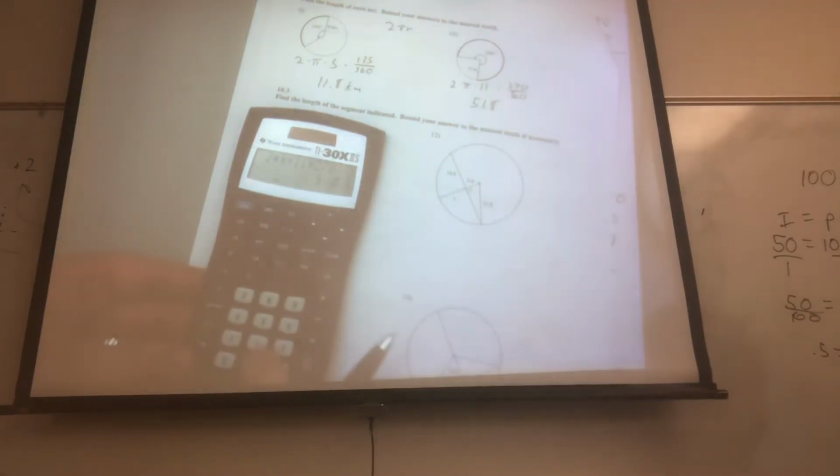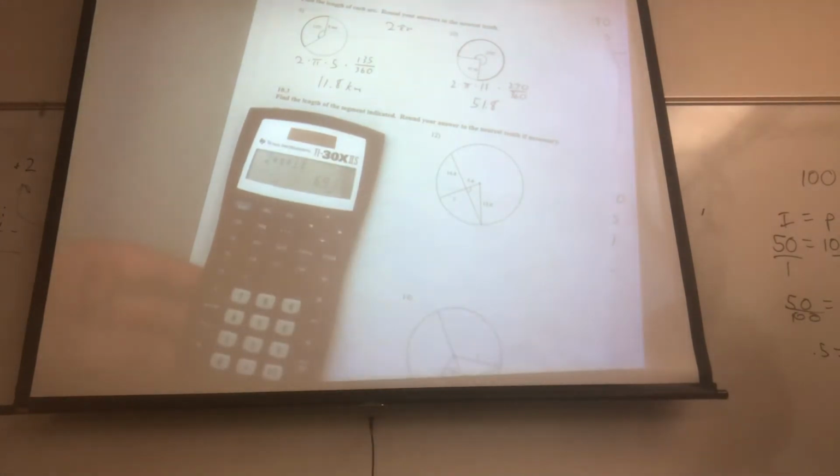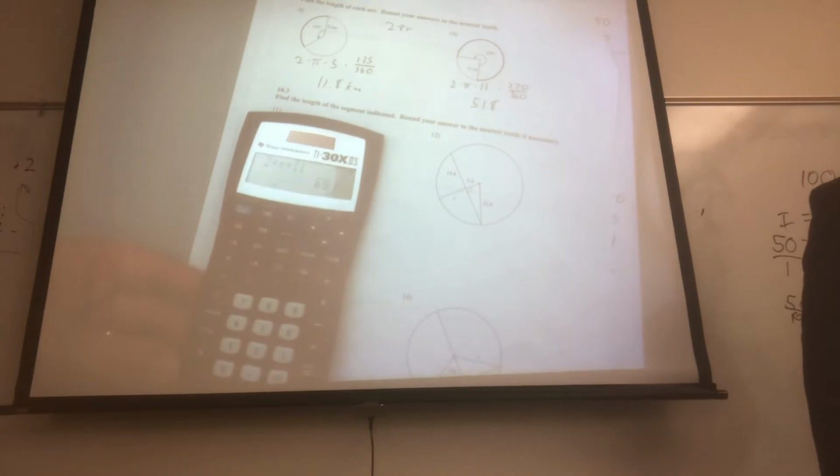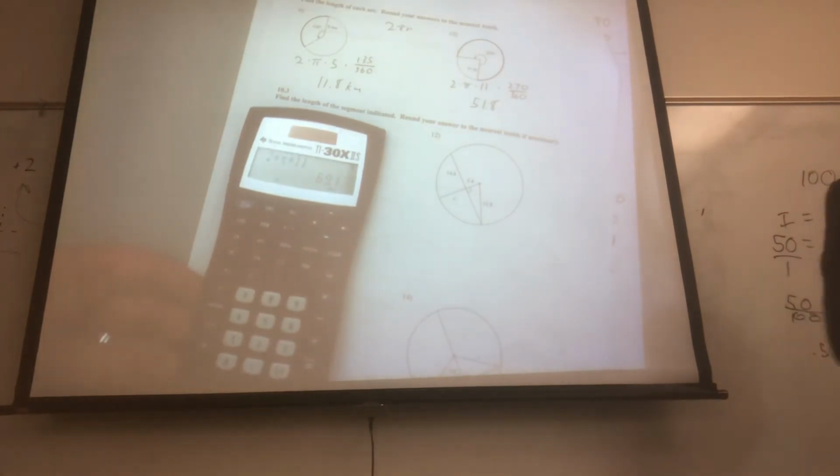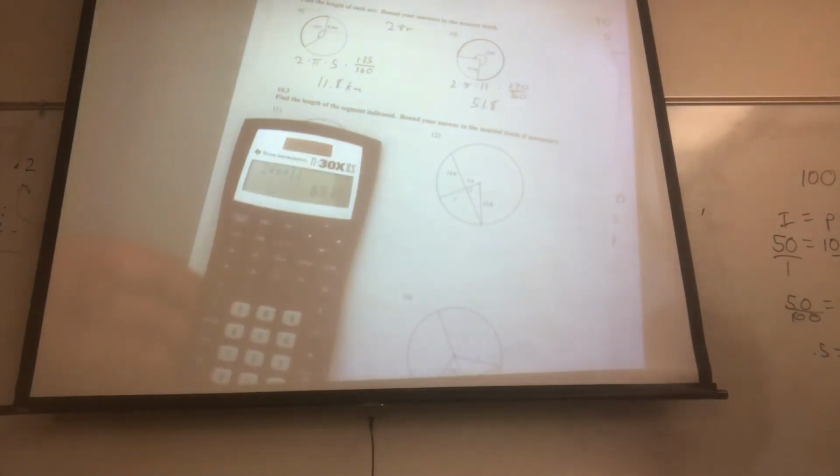If I did just the 2 times pi times 11, I come up with 69.1. So I know that's not going to be my answer. It's too big. I need like 3/4 of it. If it makes sense that that's about 3/4, I'm looking good.